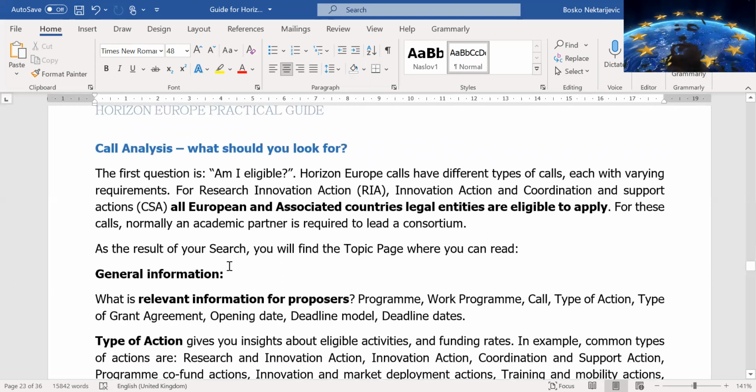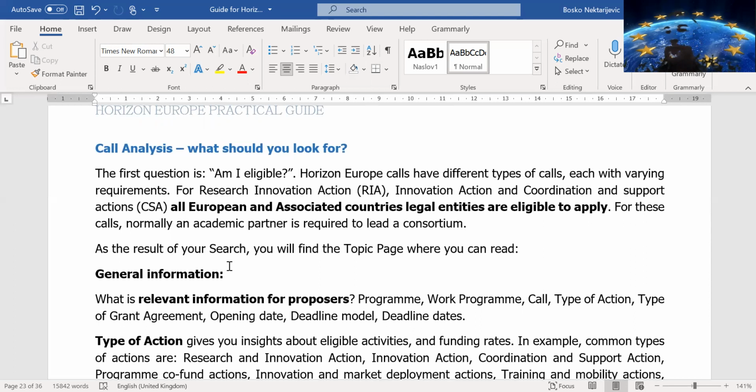Now, how to find a call? This is by far, for those who are thinking to embark on Horizon Europe and consider participating and getting a grant, the most common challenge. What should you look for? The first question, of course, is, am I eligible? And most likely you are.